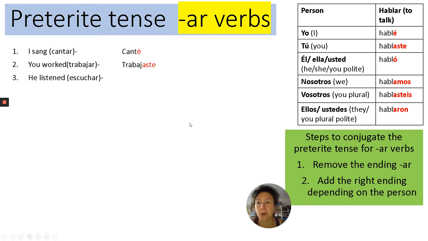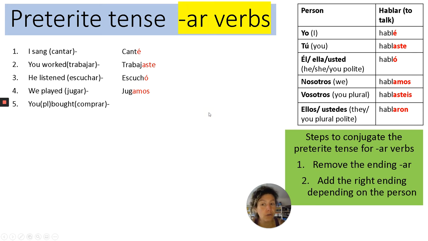Let's move on to the third one. He listened. And the verb is escuchar. Pause it. Escuchó. Again, the same. Remove the ending, AR. Okay, so escuch. Now I added the ó with the accent because that's the ending for he. Okay, let's move on to the fourth one. We played. Jugar. Pause it. Jugamos. Again, I removed the AR ending and then I added the amos. Let's move on to the fifth one.